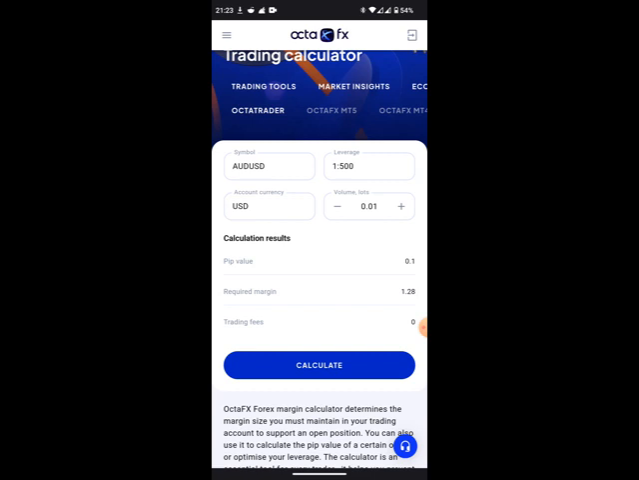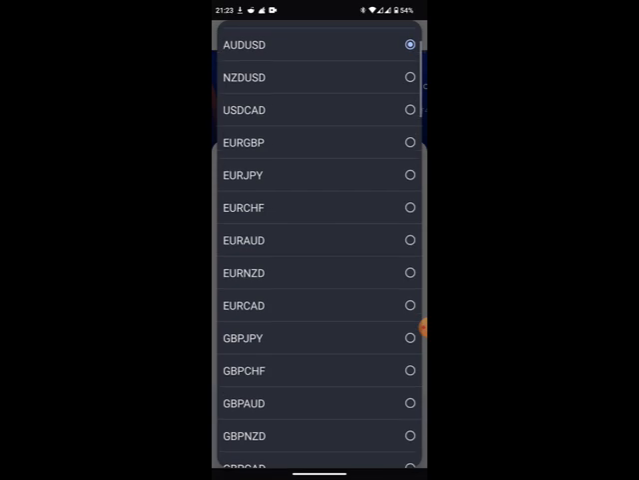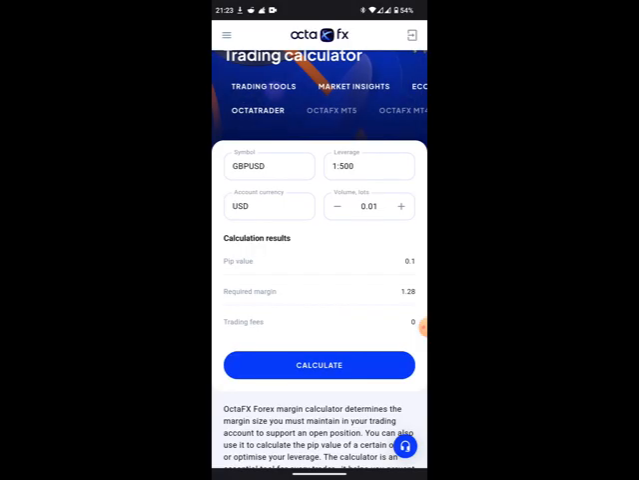Now I've chosen Aussie USD. You can see that my margin is 1.28. So you don't need to stress yourself calculating what the margin means. You simply go to your broker and you get the margin that you're going to be required for this.